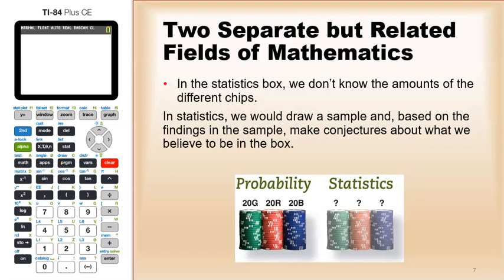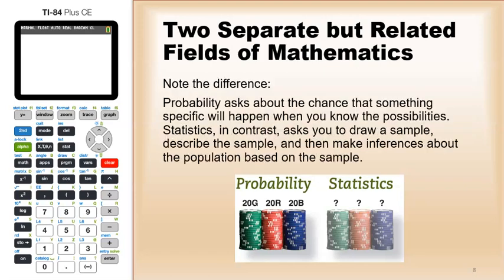In the statistics box, we don't know the amounts of the different chips. If we knew the amounts, we wouldn't really need to do the sampling or statistics. So in statistics, we would draw a sample, and based on the findings in the sample, we would make conjectures about what we believe is in the box. So you see the difference there.